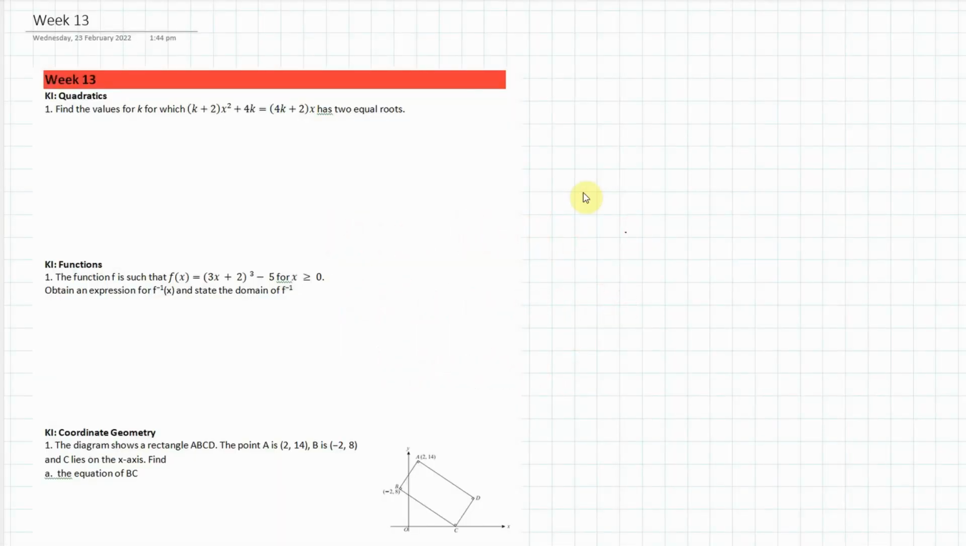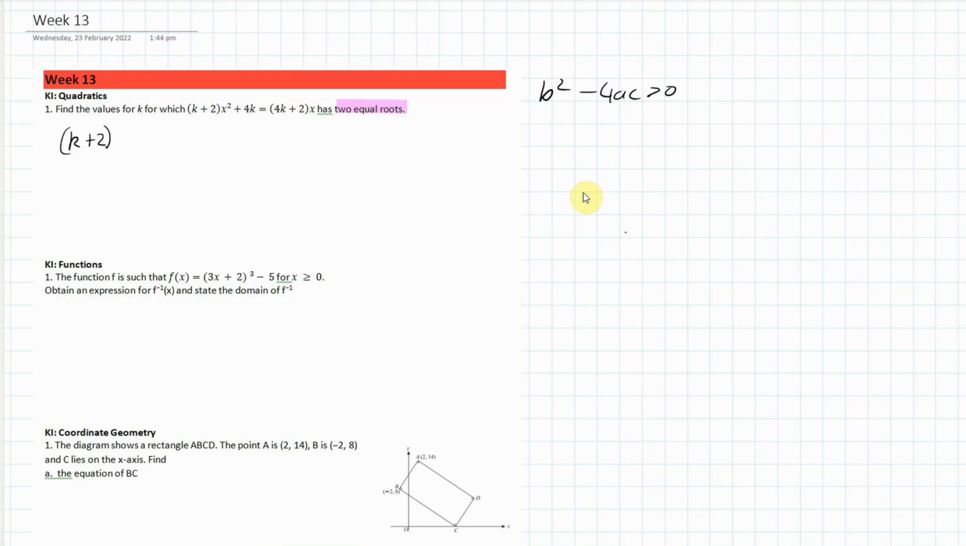We are looking at week 13 maintenance, and the first one today is a quadratic question. We're trying to find the values of k for which this equation has two equal roots. Now, two equal roots tells us that we need b squared minus 4ac to be greater than 0. So what we want to do is turn this whole thing into one quadratic. So I'm going to move things around here.